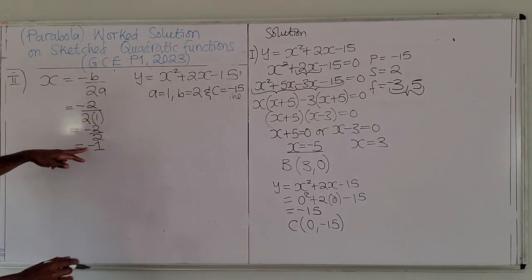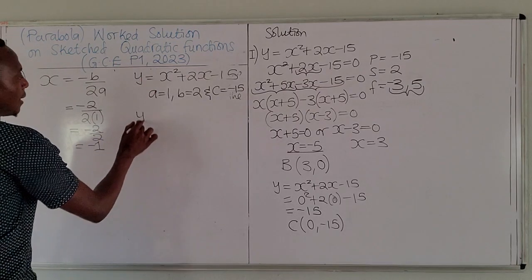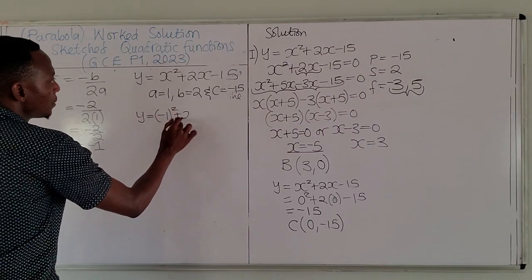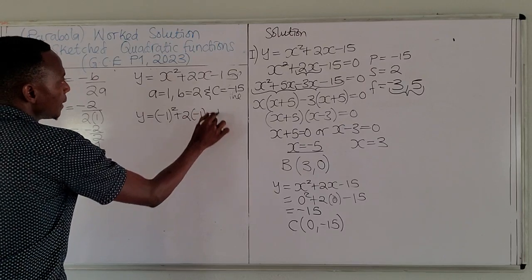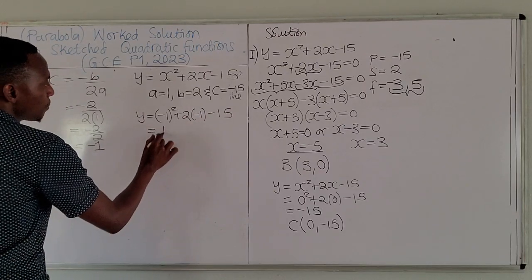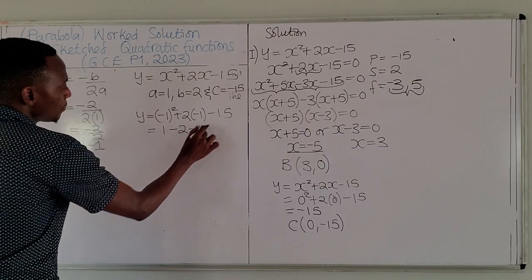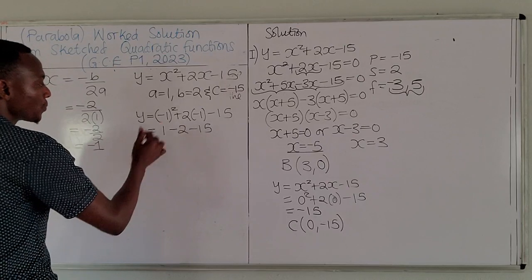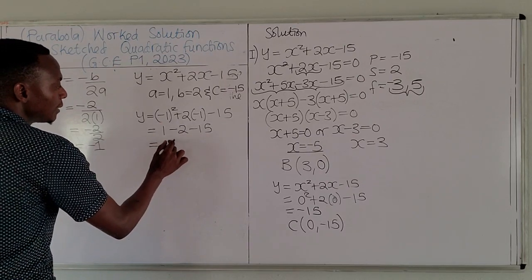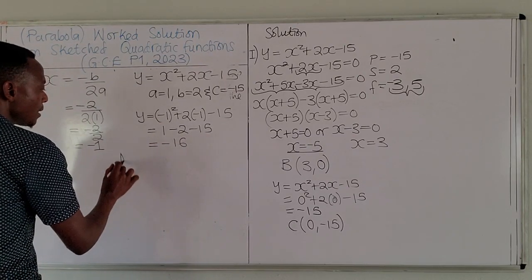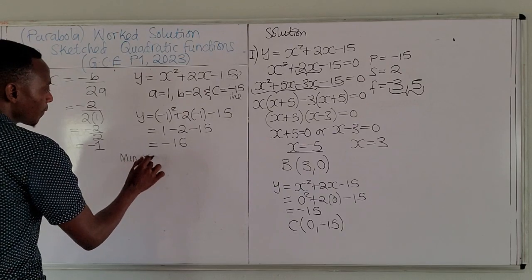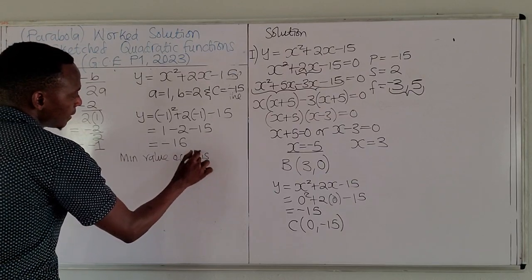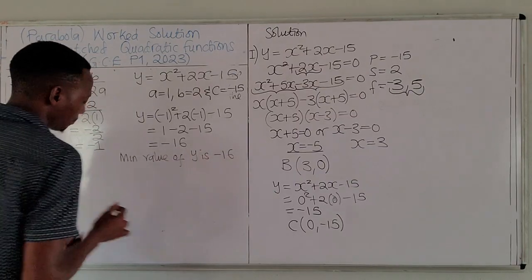Now we substitute this negative 1 in the function. So y is equal to negative 1 squared plus 2 times negative 1 minus 15. This gives us positive 1 minus 2 minus 15. Negative 2 minus 15 gives us negative 17, plus 1 gives us negative 16. So the minimum value of y is negative 16.